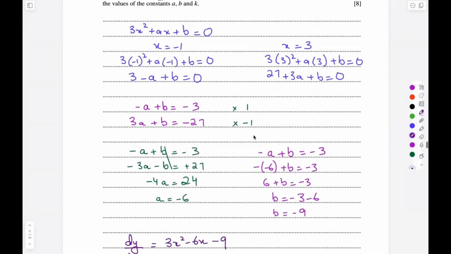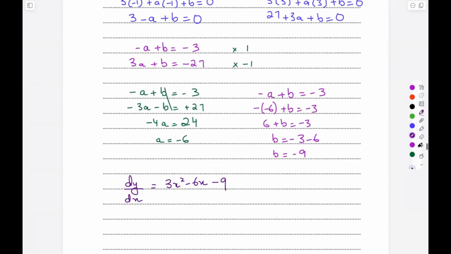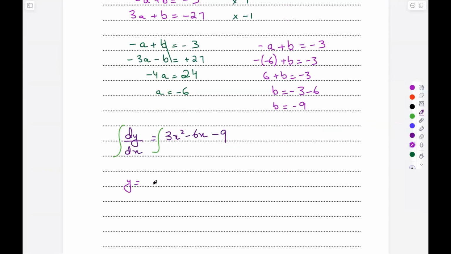Now to find the value of the constant k, first we'll integrate the expression for dy/dx and find the equation for the curve. Once we have the equation of the curve, we can then substitute x equals 3 to find the value of k, which is the y coordinate. So in the next step, we'll integrate both sides. Integrating dy/dx, y will be equal to 3x cubed upon 3, minus 6x squared upon 2, and integrating -9, that will become -9x plus c.